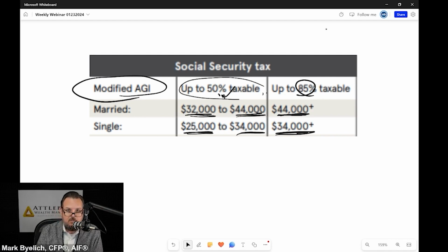And this table is not adjusted for inflation, just like the Medicare surcharge and net investment income chart that I showed you, which means it's been the same for years. It's not going to increase. And more people are going to be subject to higher tax rates on their capital gains and more tax on their Social Security. So watch out for that.